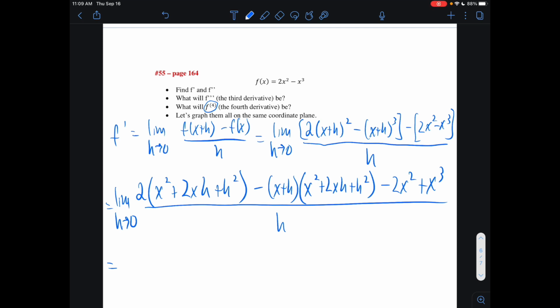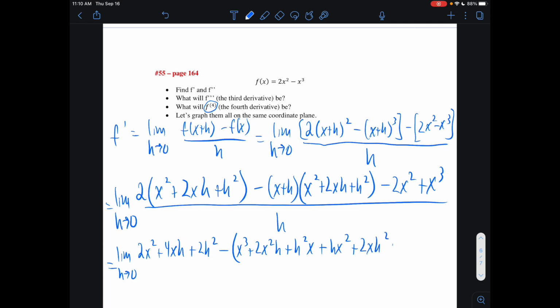So now I'll just keep expanding the limit as h approaches 0. I'll multiply everything by 2 with this first parenthesis, 2x squared plus 4xh plus 2h squared. And then minus, I'm going to keep all this in parentheses for now, x cubed plus 2x squared h plus h squared x plus hx squared plus 2xh squared plus h cubed. And then at the end here, minus 2x squared plus x cubed.